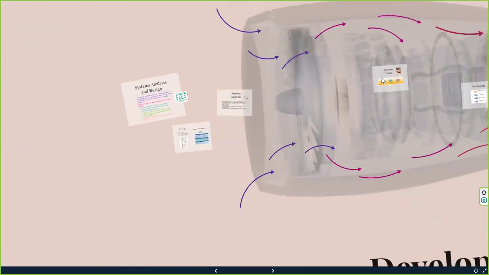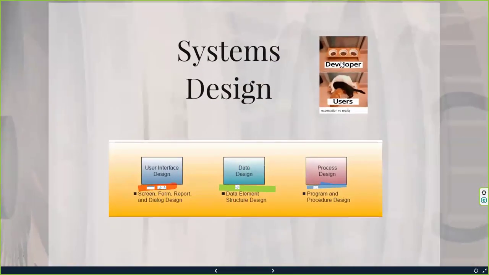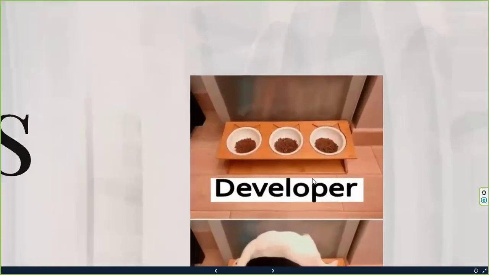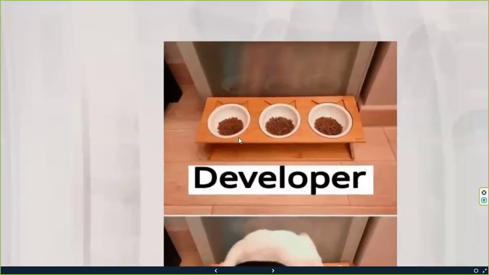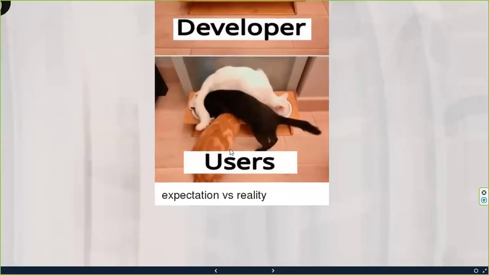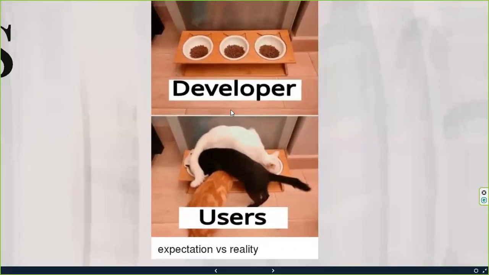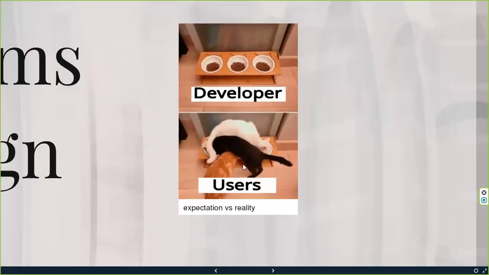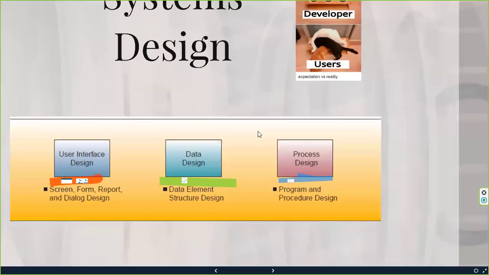And then actually you have to go for the system design. System is designed like this. Some people say that developer design like this. Some cat will come and they will have their food, but in reality it happens that they are not following this way. Okay, so see, sometimes user does not follow the design properly, so it may happen. So that's why there are three things here.